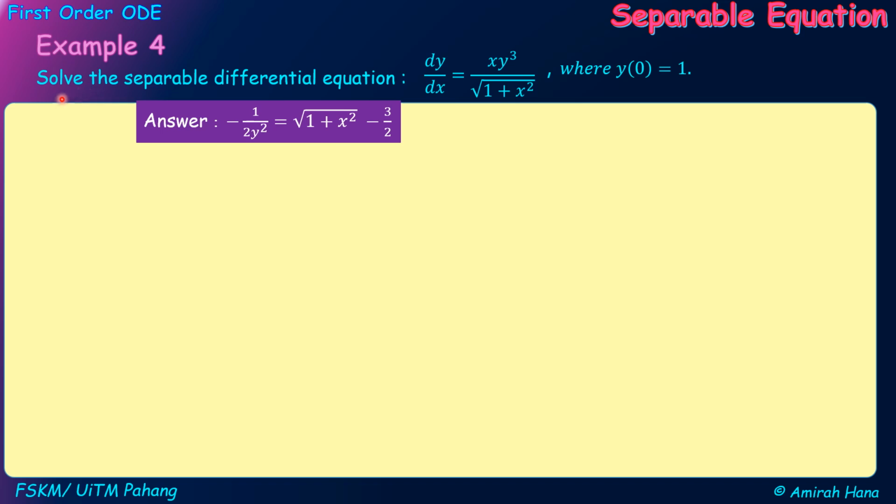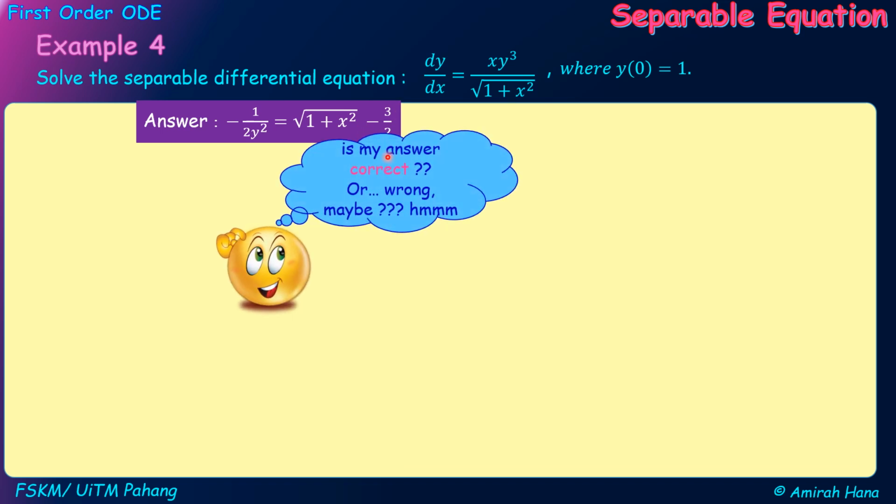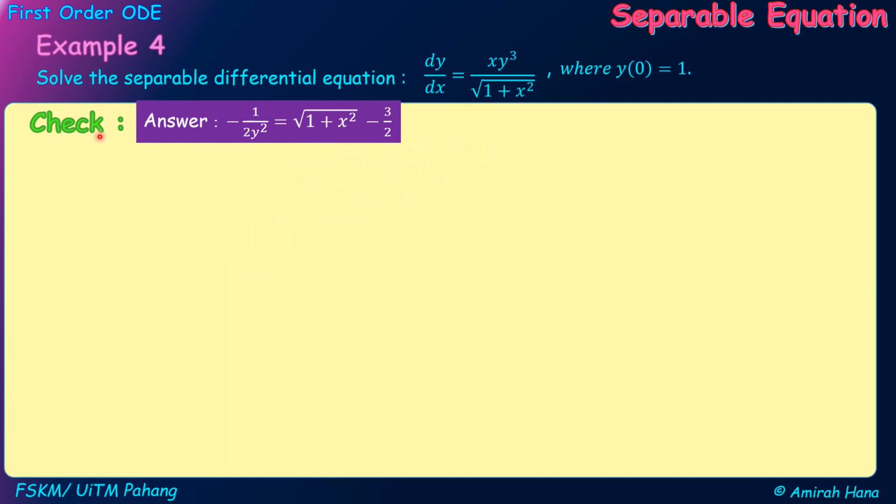From the previous slide, we solved the separable equation and we get the final answer: negative 1 over 2y squared equals square root of 1 plus x squared minus 3 over 2. Is my answer correct or wrong maybe? We can check the final answer. From the final answer here, negative 1 over 2y squared equals square root of 1 plus x squared minus 3 over 2.